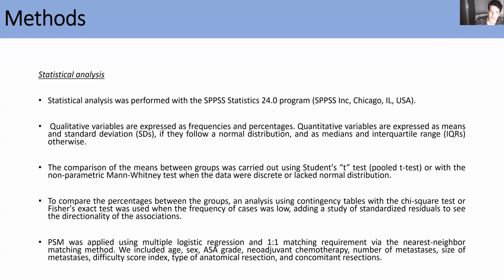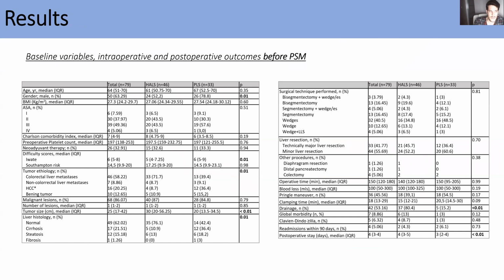For the PSM, we included age, gender, ASA, neoadjuvant chemotherapy, number of metastases, size of metastasis, difficulty score index, type of anatomical resection, and concomitant resection. Before the PSM, we found statistically significant differences regarding gender. Weight and tumor size were higher in the HALS group compared to the pure laparoscopic group. We also found more colorectal liver metastasis in hand-assisted liver surgery and more HCC in pure laparoscopic surgery.